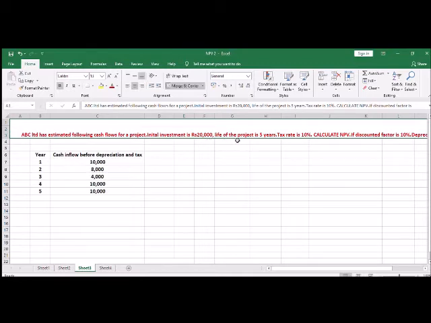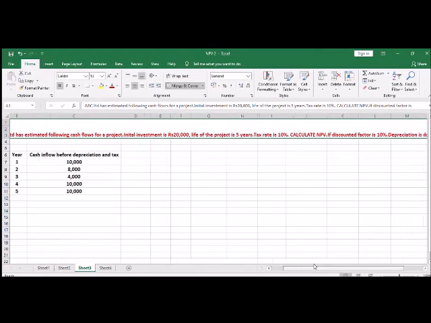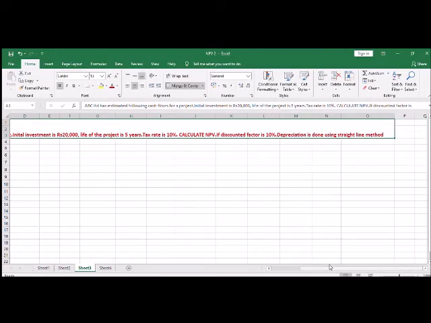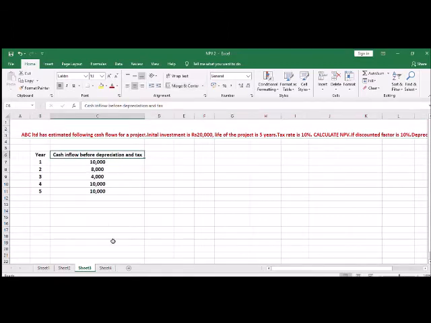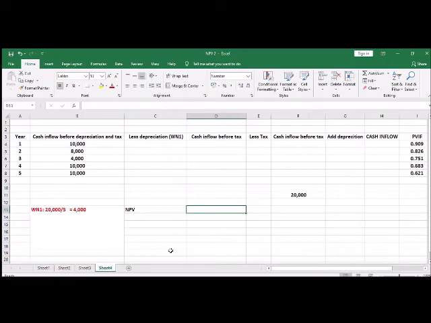Now the year and the cash inflow before depreciation and tax are given. So first we have to deduct depreciation. As given in the question, depreciation is calculated using the straight line method. To calculate depreciation using the straight line method, the formula is the initial investment of the project divided by the number of years, which is 20,000 divided by the life of the project, that is 5 years, which will in turn come to 4,000 rupees. So we just write down the 4,000 here and we just drag down this arrow, so we get 4,000 for all the years.